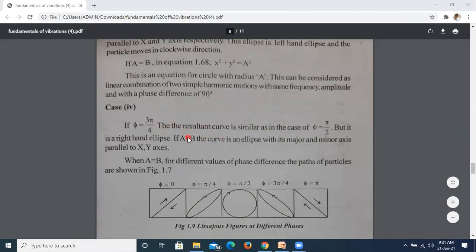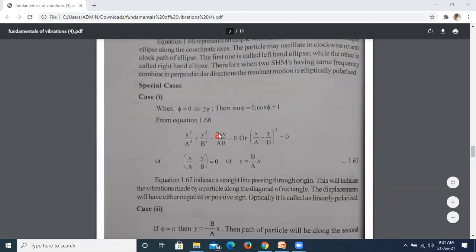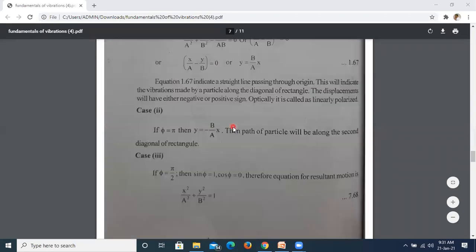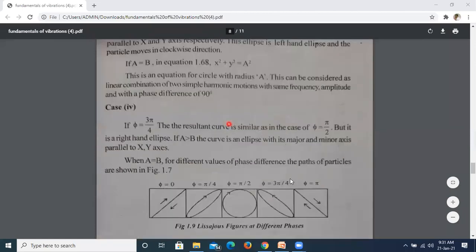So you substitute these two values in the resultant equation. This is x square by a square plus y square by b square. In this equation, you substitute cos phi and sin phi value. Cos phi equal to minus 1 by root 2, substitute. Sin phi equal to 1 by root 2, substitute. Then you will get the resultant equation, that is this one, oblique ellipse.